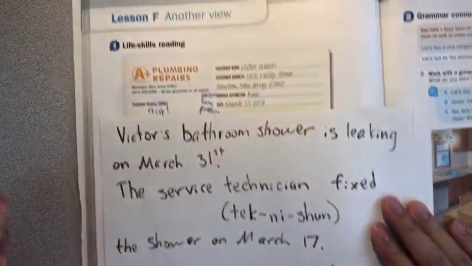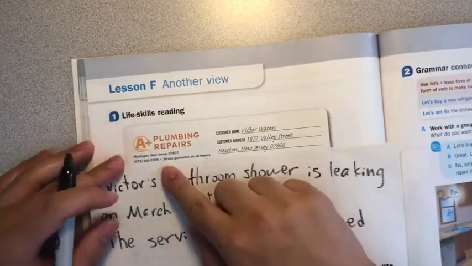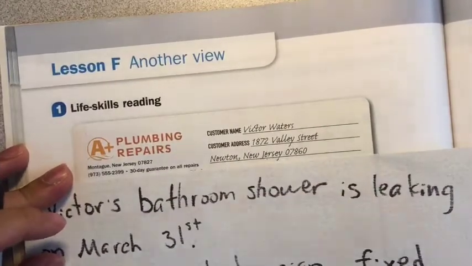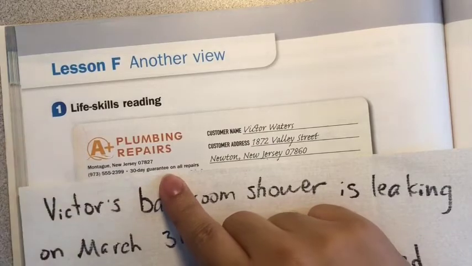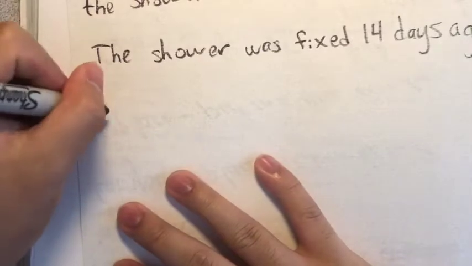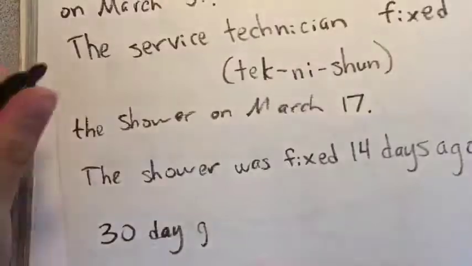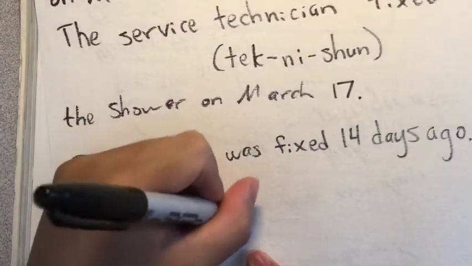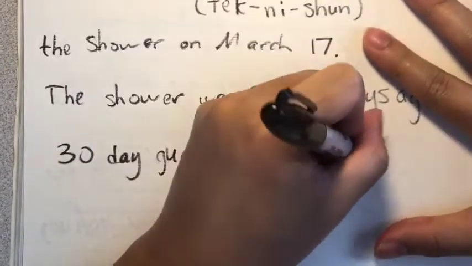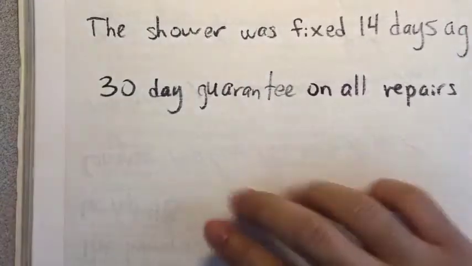I think something's wrong. Okay, so let's look at the customer invoice again. It says 30-day guarantee on all repairs. Well, now we have a better idea of what this means. So what I think this means is, okay, so we have 30-day guarantee on all repairs. So let's talk about the word guarantee.